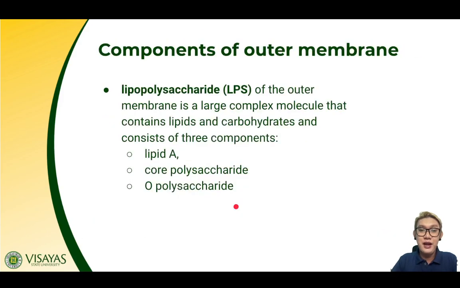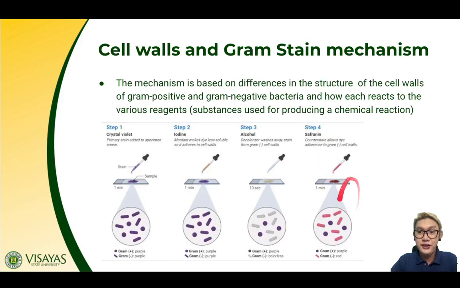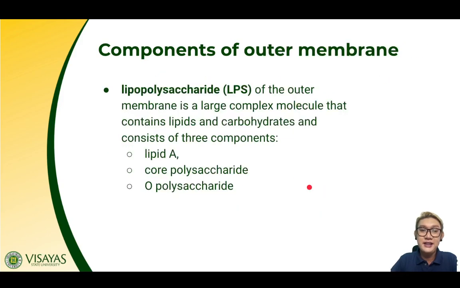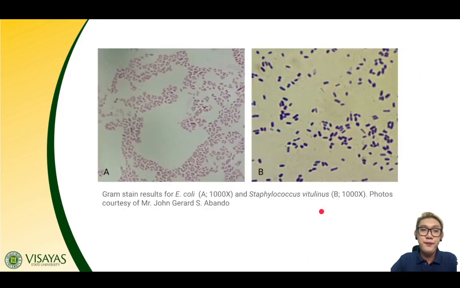And last, after decolorizing, safranin is added as a counterstain. What happens if you add safranin to a Gram-negative cell? Since the Gram-negative cell is already colorless, it will retain the safranin color, which is red. So, depending on the application, it will be pink to red. However, since the Gram-positive cell still has crystal violet in its cell wall, the application of a red color will make it a darker violet. So it could be violet to blue.